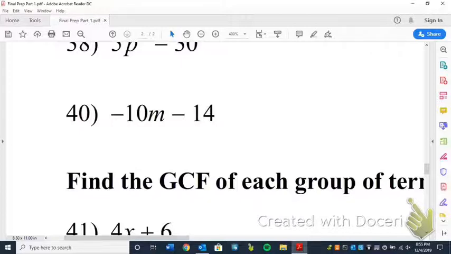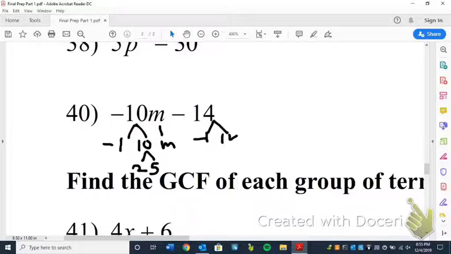So hopefully you guys were able to pull out the prime factors. For the first one, that's going to give me -1 and 10 times m. 10 breaks down to 2 and 5. 14 is -1 times 14, or 2 times 7.